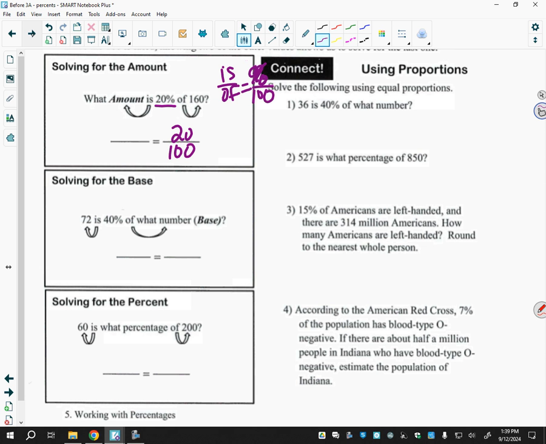And then if you don't know which one is the amount and which one is the base, it's literally the numbers next to the words is and of. So you see how this says of 160? Guess what? The 160 goes in the of spot.